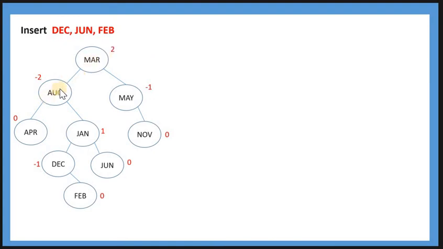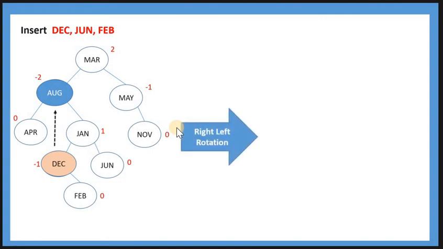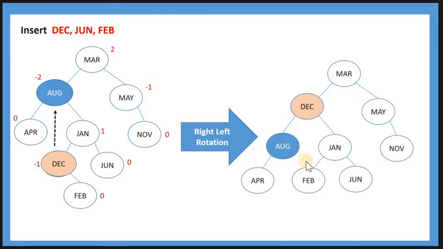Here there are two unbalanced nodes. One is August and the second is March. So this Feb is coming on this side, the right side. So you have to mostly go for left and then followed by the right rotation. So let us see. August is unbalanced, December and August get swapped. And you have to do the left rotation. August is moving to the downside, left side. April, December, Jan, Feb, June, March, May and November.